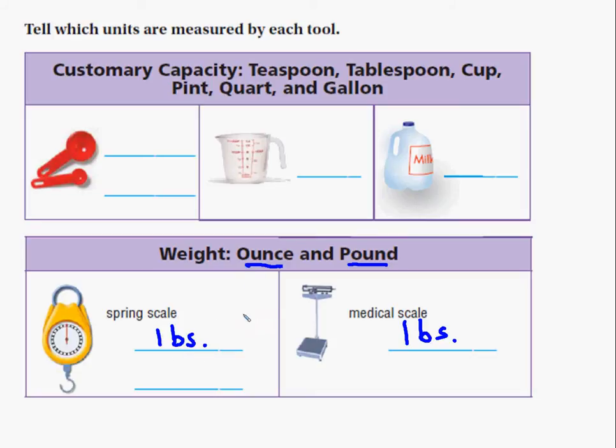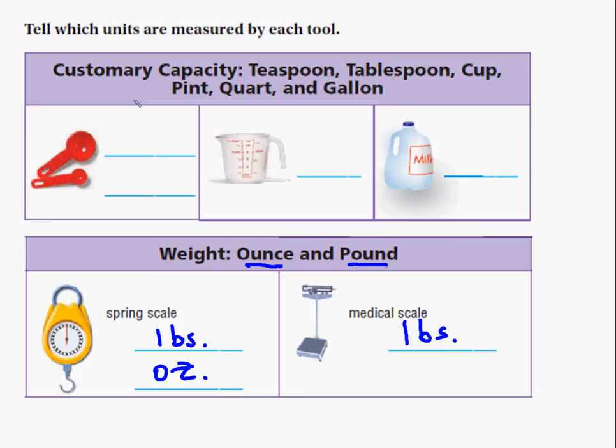Ounces. Now, would we use a medical scale or a spring scale? Well, medical scales are used to weigh things that weigh as much as people, but spring scales you can use to measure smaller things, like we do at the store when we're weighing our fruits and vegetables. So ounces, and the abbreviation for ounces is OZ.